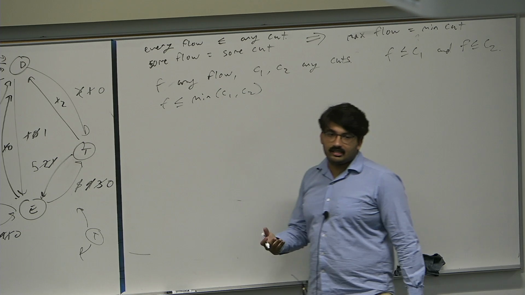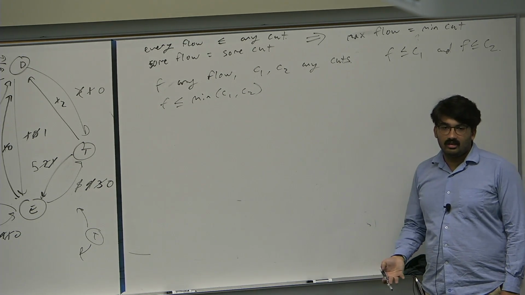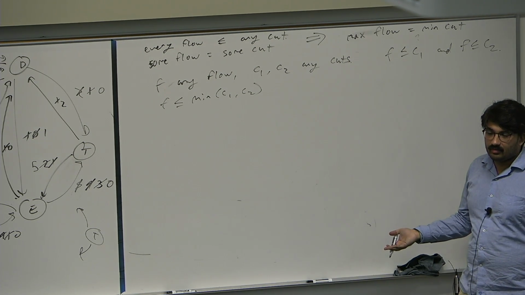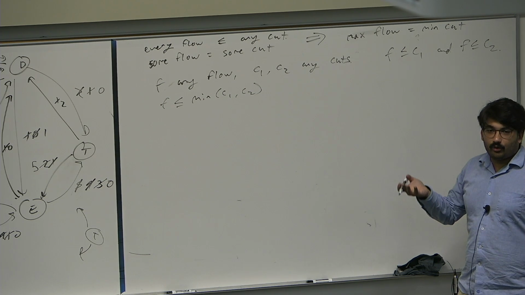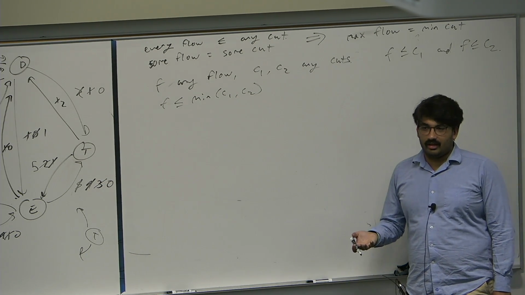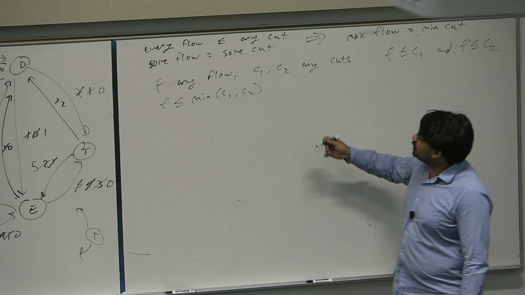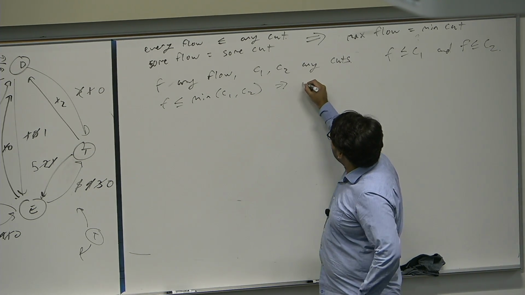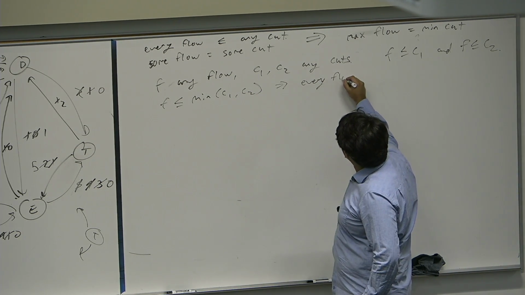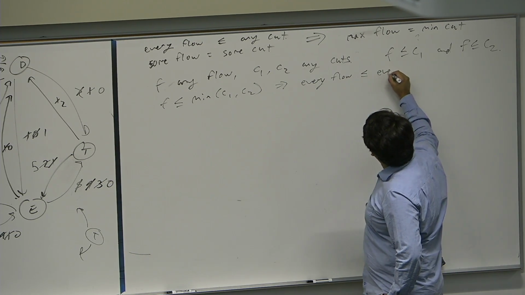If a number is less than 10 and also less than 7, then it's just less than 7, right? But since this is true for every flow and every cut, we know that every flow must be less than or equal to every cut, right? So this is sufficient. This implies every flow is less than or equal to every cut.